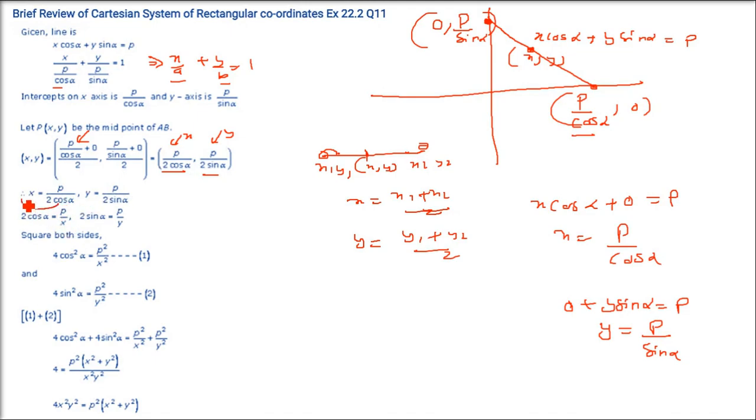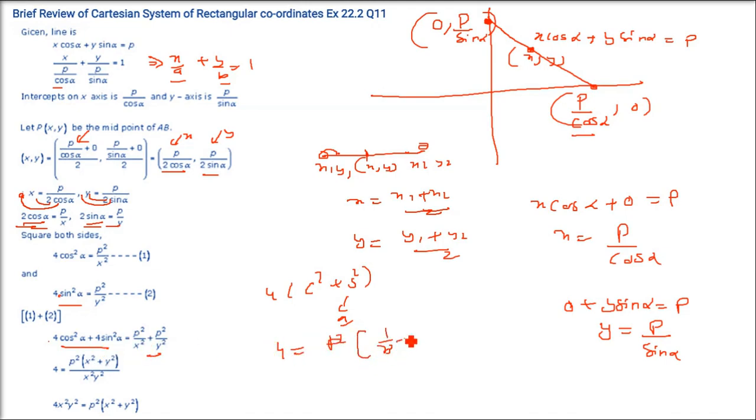Now x is p by 2 cos alpha, y is p by 2 sin alpha. Since the answer is showing 4x square y square, I am taking 2 cos alpha on the left hand side and 2 sin alpha on the left hand side, and the others on the right hand side. So now just square it. 2x cos alpha whole square plus 2y sin alpha whole square equals p by x whole square plus p by y whole square. When you add them, 4 cos square alpha plus 4 sin square alpha. Sin square plus cos square is 1. So this will be 4 only. So 4 equals p square by x square plus p square by y square.